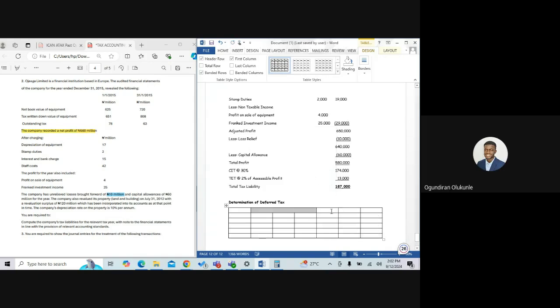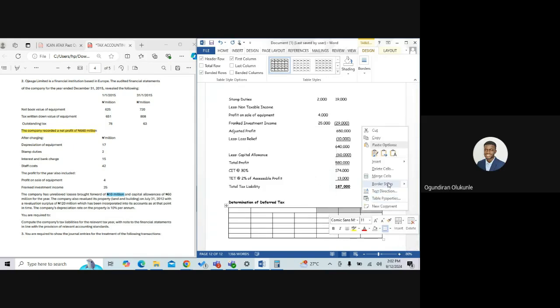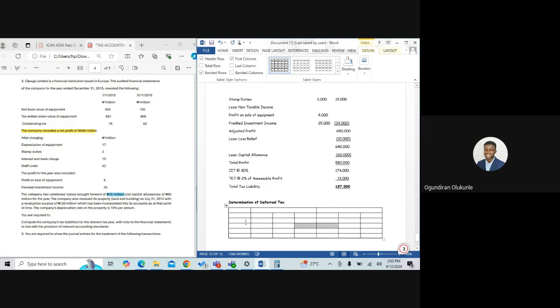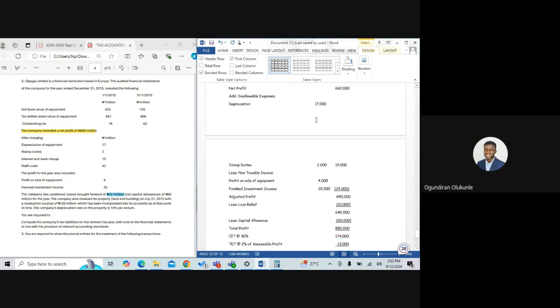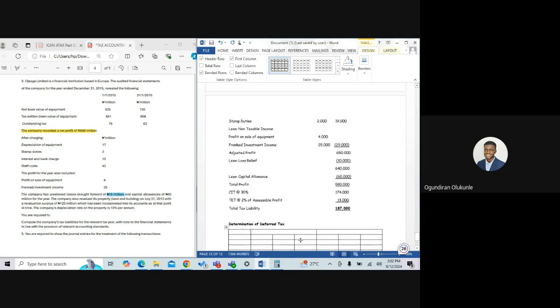What's the first thing you do? First, I gave you steps. I gave you steps, right? The first step is to determine the taxable value, and the taxable value is called the tax base, right? So we have here 2016 and we have 2015 because of the opening balances that were given, right? So the first thing is to determine the tax base, and usually it will be the tax written down value, right?